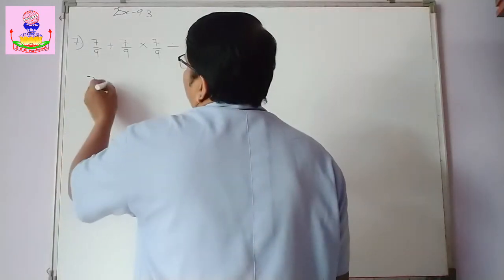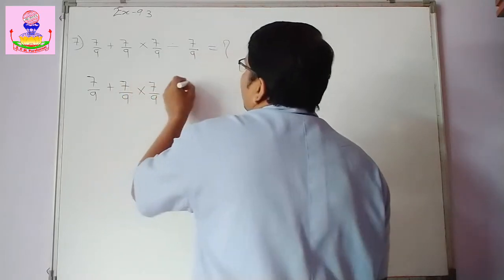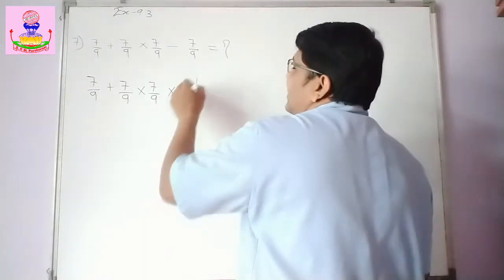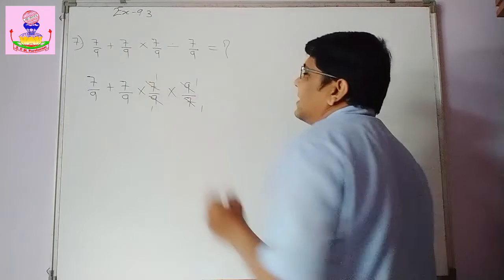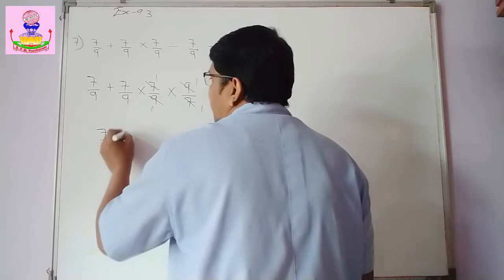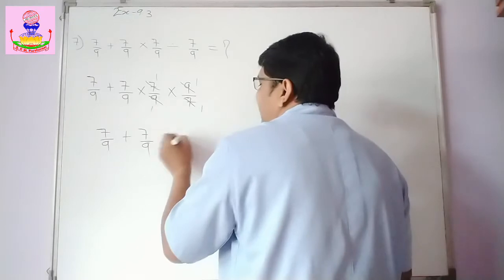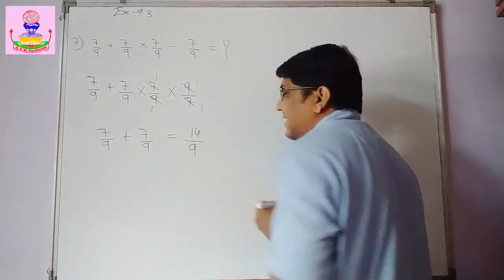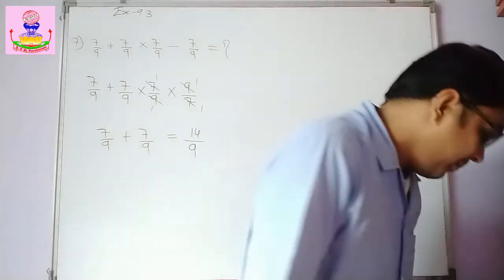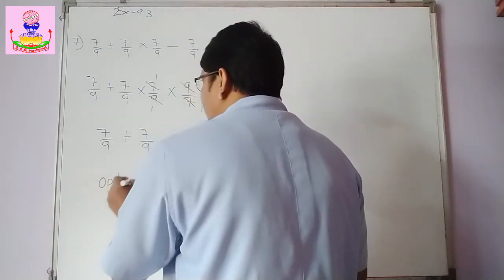So what do you do? Yes, of course, you take the multiplicative inverse. So 7 upon 9 into the multiplicative inverse of 7 upon 9, which is 9 upon 7. Exactly. So 9 ones are 9. All are in multiplication, right? So this gets cancelled. Now 1 ones are 1. So what do you get? 7 upon 9 plus 7 upon 9. Now, 7 plus 7, 14. Don't add the denominators. It remains as it is. So 14 upon 9, that is the answer. So option number 2.